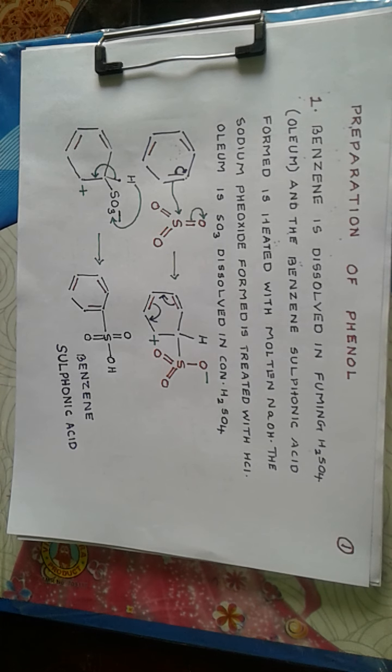So sulfur trioxide acting as the electrophile, formation of an intermediate carbocationic part, which is stabilized by resonance, not so stabilized as in the case of benzene, so it easily gets converted to the benzenoid structure by removal of H as H positive, and this H positive combines with O negative to form OH, and the group SO3H is formed.